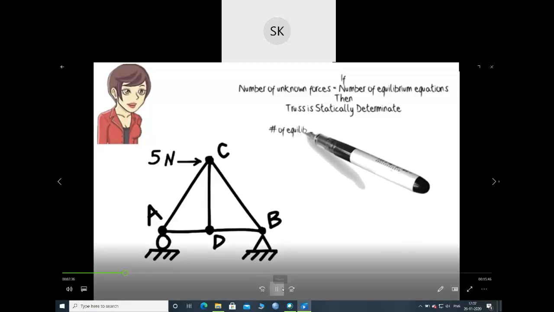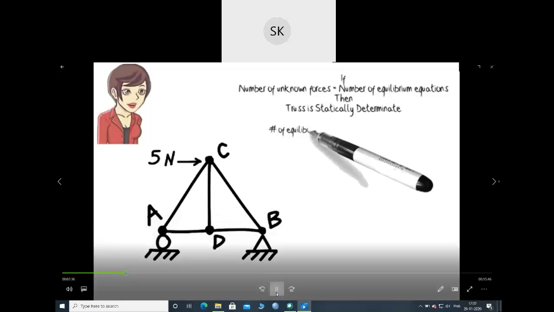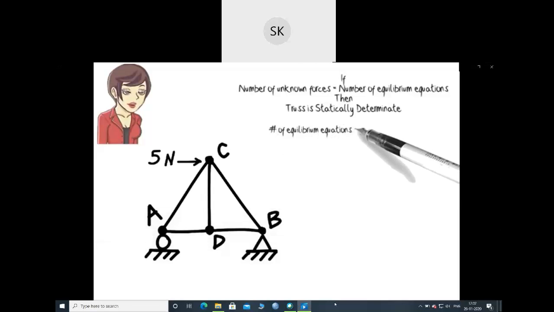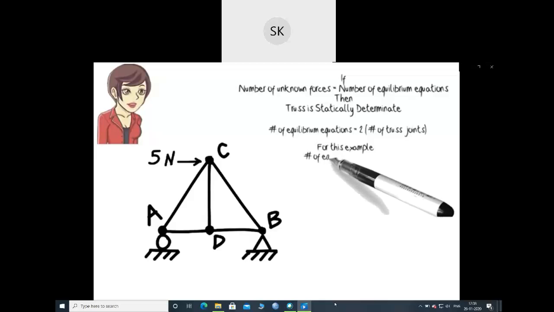The total number of equilibrium equations equals 2 times the number of joints in the structure. So, if the truss has 4 joints, we can write 8 equilibrium equations for it. Why 2 times the number of joints? I am going to answer this question in a minute. For now, let's just accept it as a fact.